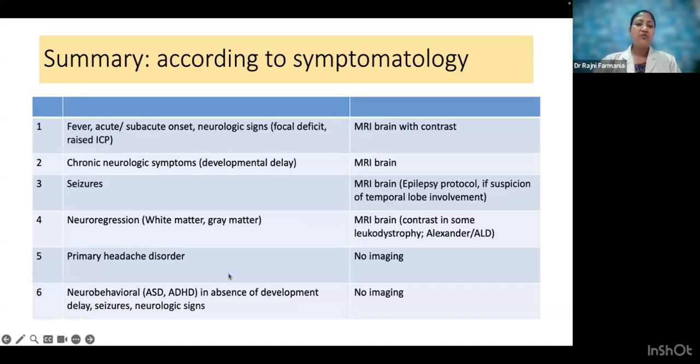If you have a case of primary headache disorder, migraine, then no neuroimaging unless it is clinically indicated or an acute onset severe headache is there. If you clearly have a history of recurrent episodic headache which fits into migraine, you do not get MRI at the first go. And neurobehavioral disorders, if the child has autistic features, ADHD features, no other neurological features, imaging is not mandatory in these kids.